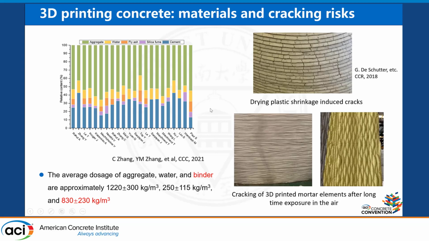Because of the lack of coarse aggregate, we have some problems with the hardened concrete. For example, this is reported by Professor Scooter's group. The dry plastic shrinkage is very severe. We also checked the quality, I mean, the shrinkage after the printed elements are exposed to the environment for a very long time. After long exposure in the air, we also find some cracks. These elements are printed with mortar, without any coarse aggregate.